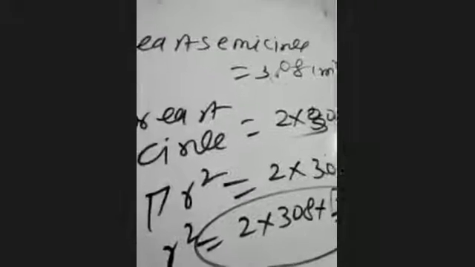So here, pi r square. So r square will be what? 2 into 308 into 7/22. The calculation is there, and from this you will find the radius r square. Pi is 22 by 7.